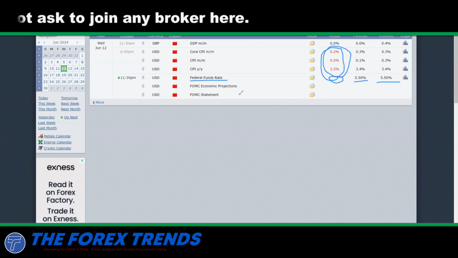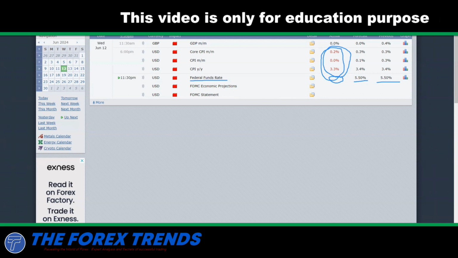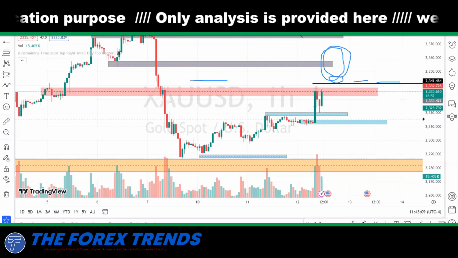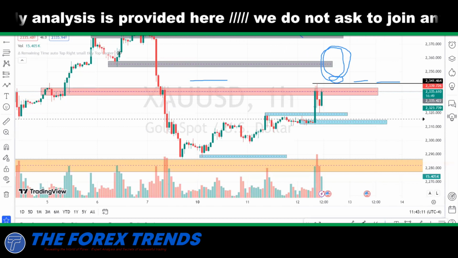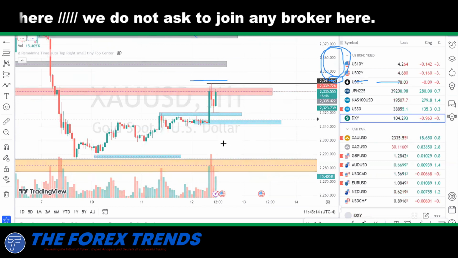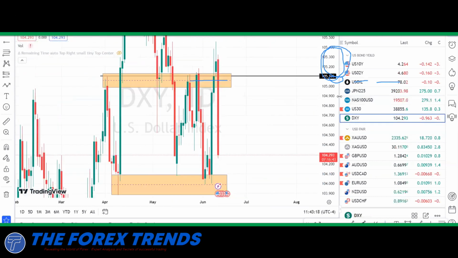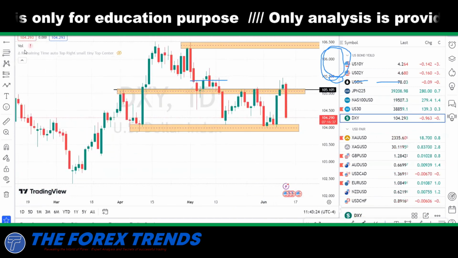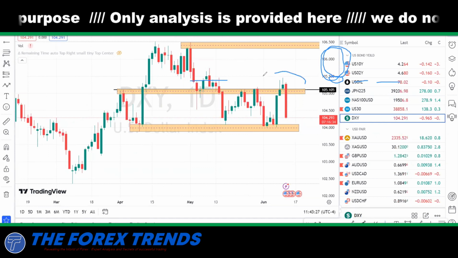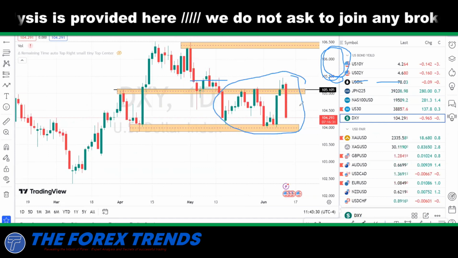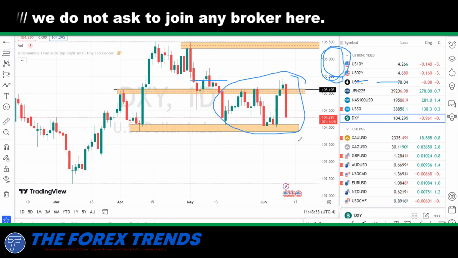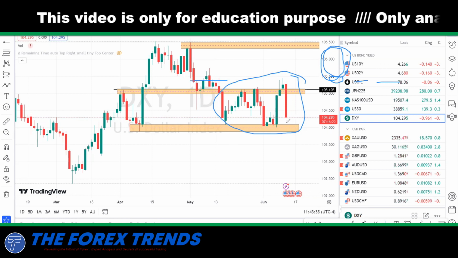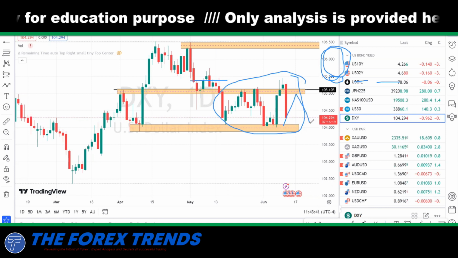If they give this kind of statement today, in that case we may see the dollar index begin ranging again. If I show you the dollar index, you can see it is still in a range here. If tonight it still ranges in this zone, that is the 105 to 104 level, if they give us a hawkish statement tonight, we may see the dollar ranging again.